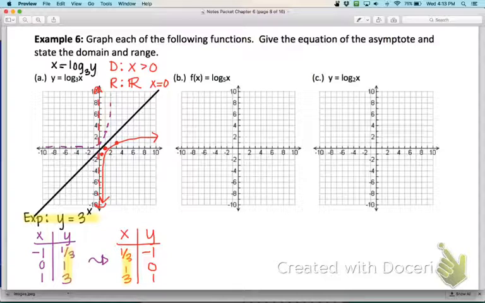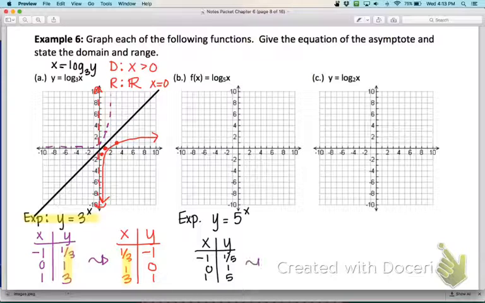So let's go ahead and look at B. The exponential function that would be its inverse would be y equals 5 to the x power. So I want to make a table for 5 to the x, negative 1, 0, and 1. That's going to be 1/5, 1, and 5.